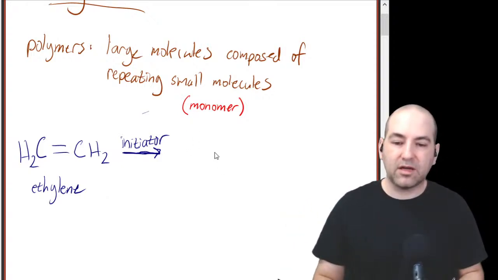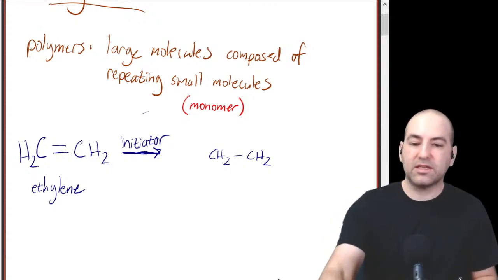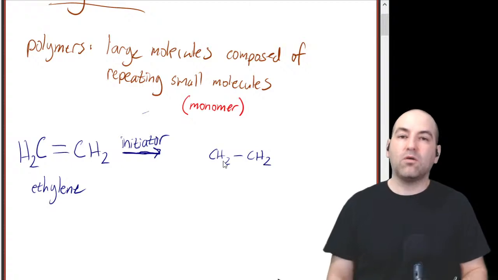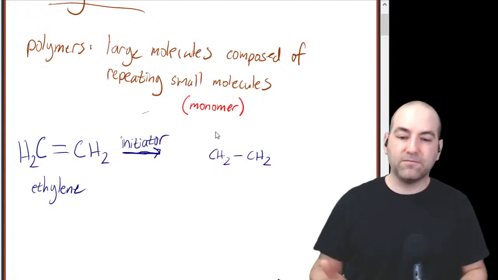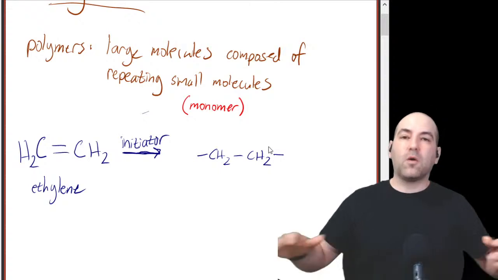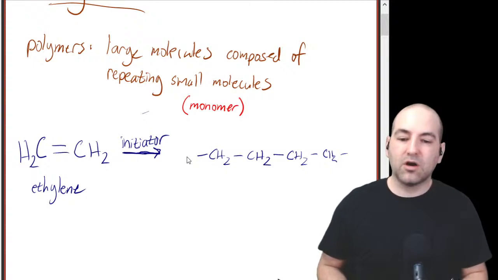So you end up having still your CH2CH2, but now with a single bond here instead of a double bond. And if you have that single bond instead of a double bond, that means that these carbons now only have 3 bonds instead of the 4 that they would want. So to get those 4 that they want, they go out and connect with other ethylene molecules, and it makes a chain reaction that just goes on and on.